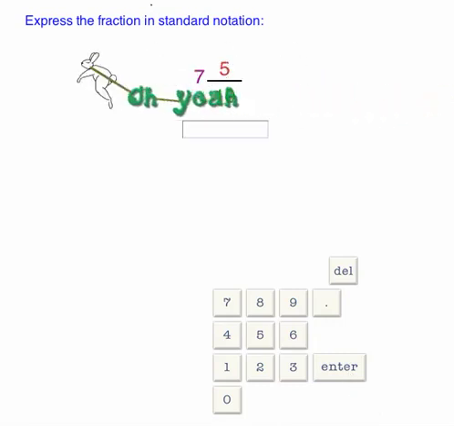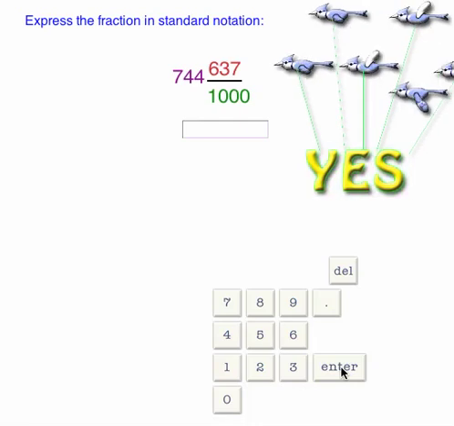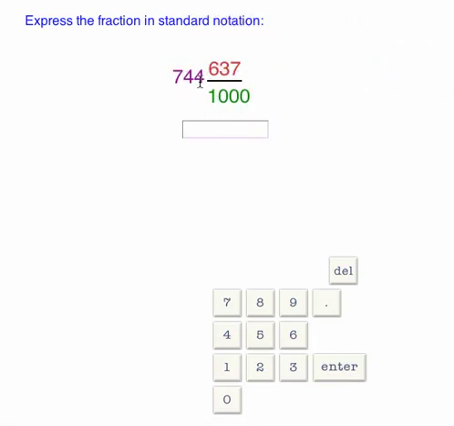Ta-da! Okay, 7 and 5 tenths, easy one. So 7 and is the decimal, 5 tenths, the 5 goes in the tenths position. And that's it. Next, 744 and 637 10 thousandths, another easy one. 744 and 637, and the 7 is in the 10 thousandths position, so we know we're right.